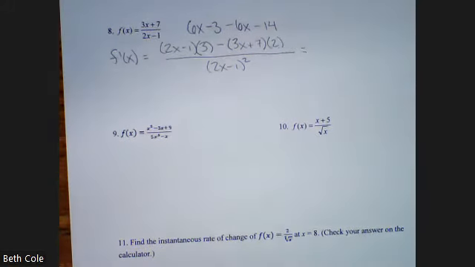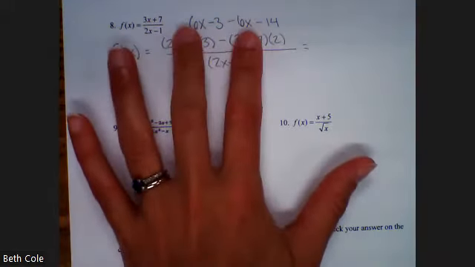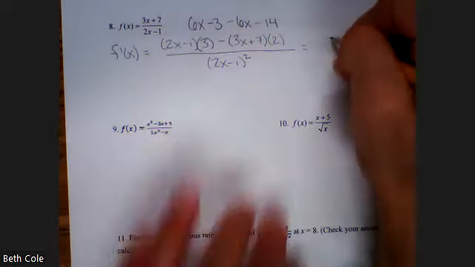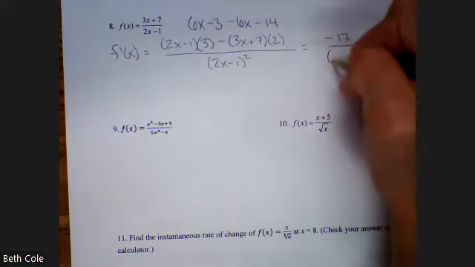And so the reason this one's actually worth doing, sometimes you just have a mess. Nothing you do is going to make it look any better. But this one is actually going to simplify down nicely because what's going to happen? Yeah, those cancel. You'll just have -17 over that denominator squared.